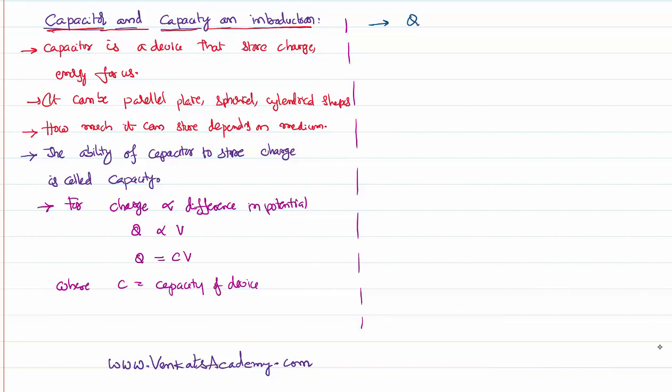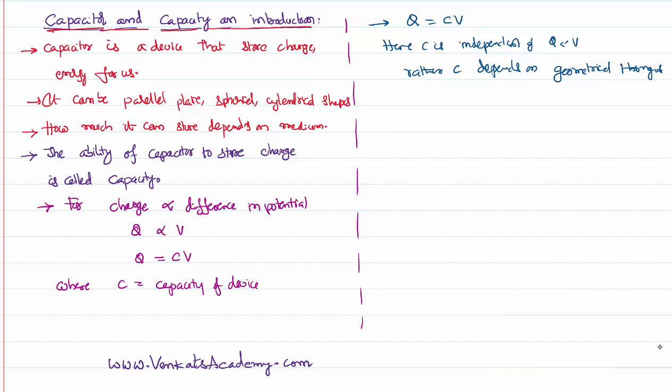So we have a formula, Q equal to CV, but be careful that here C is independent of Q and V. Rather, C depends on geometrical things. What are those? We will be talking about them in our coming video lesson. But definitely not on Q and V, because C is a proportionality constant here.